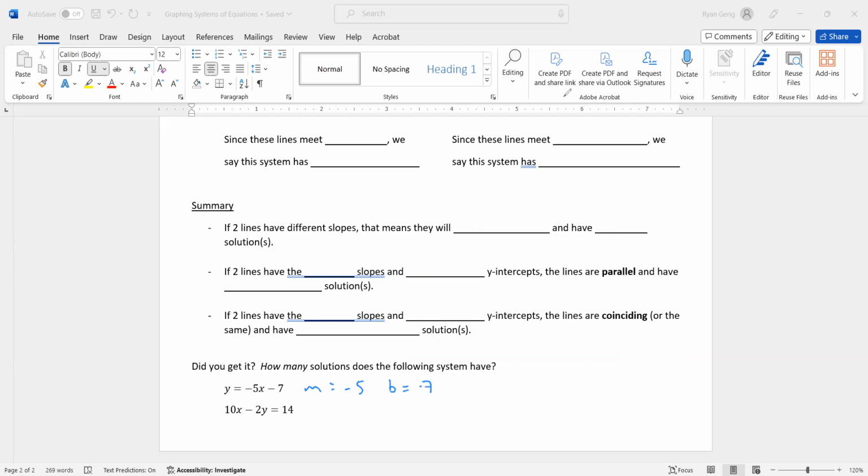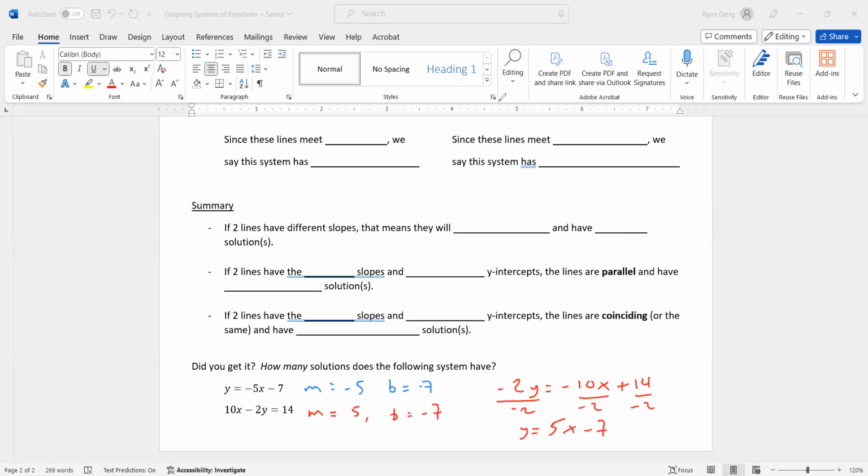Second one, I got to do some work. I got to subtract 10x. So it's going to give me -2y equals -10x plus 14. Divide by -2. I get y equals 5x minus 7. So what's the slope? It is 5. The y-intercept is -7.